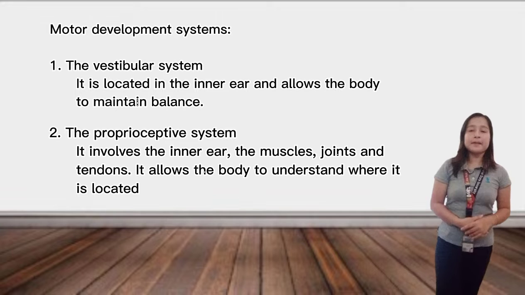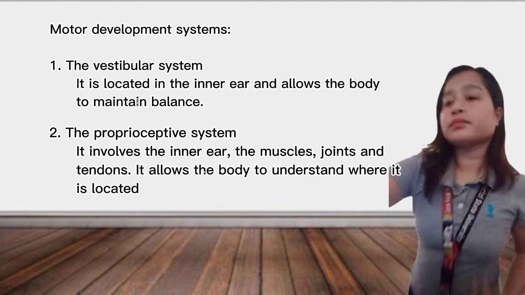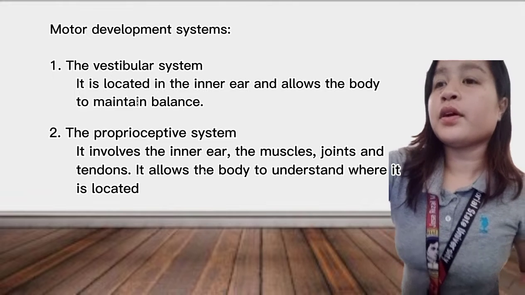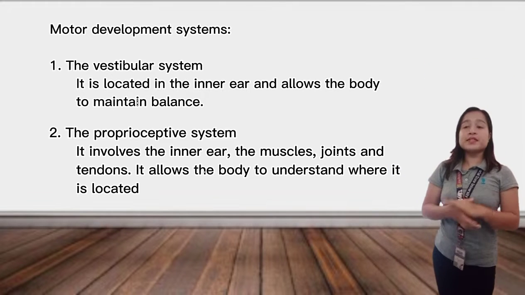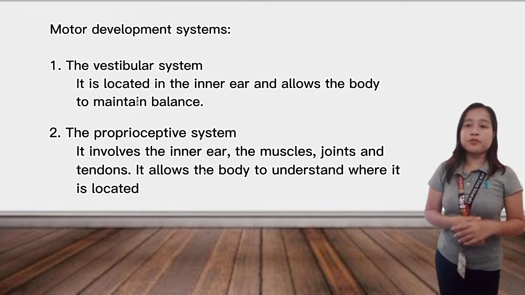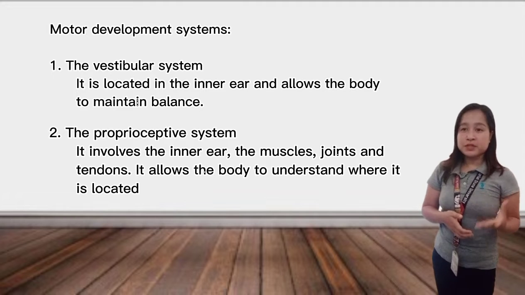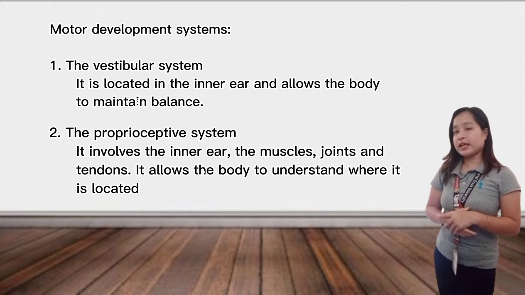Kindly read, Miss Hannah. The vestibular system is located in the inner ear and allows the body to maintain balance. Okay, thank you. So the vestibular system is a sensory system that is responsible for providing our brain with information about motion, head position, and spatial orientation.